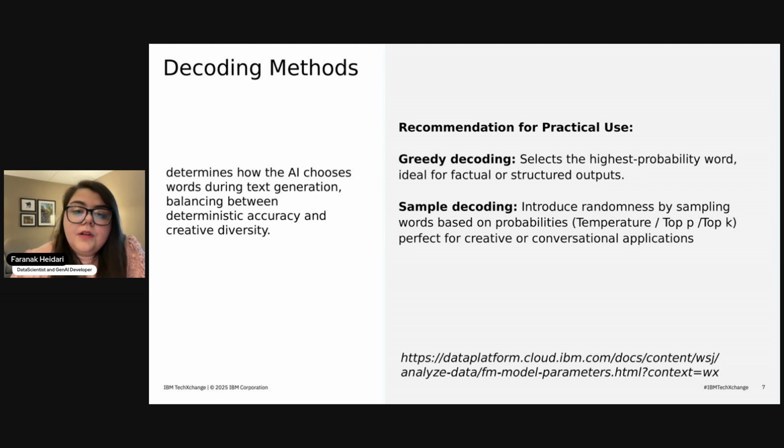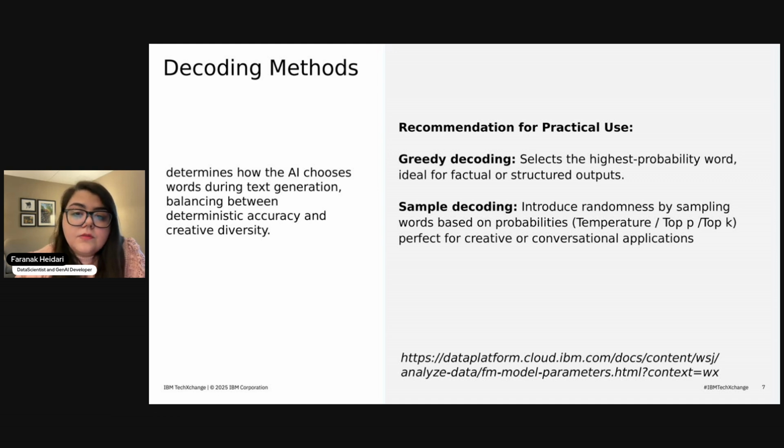For this particular project, we are going to use a greedy decoding method. If you're not familiar with it, it's totally fine. It basically determines how the AI will choose the words when generating text. And we have two options.